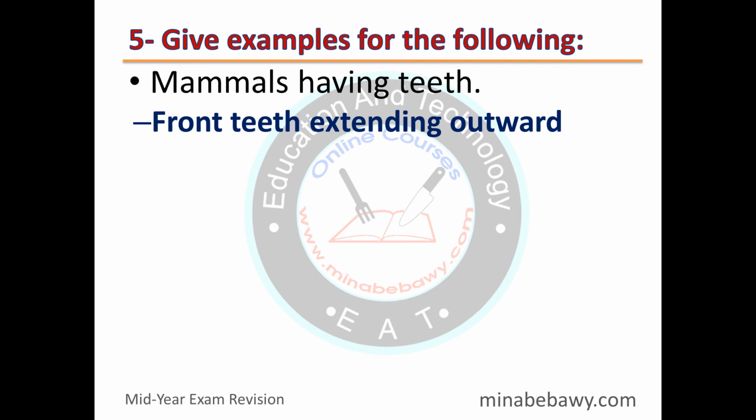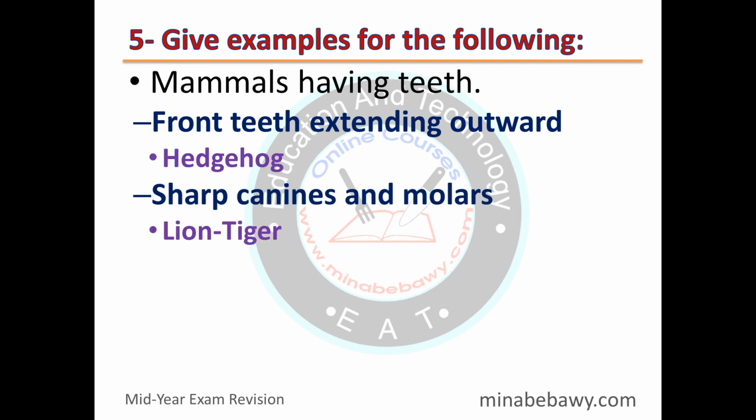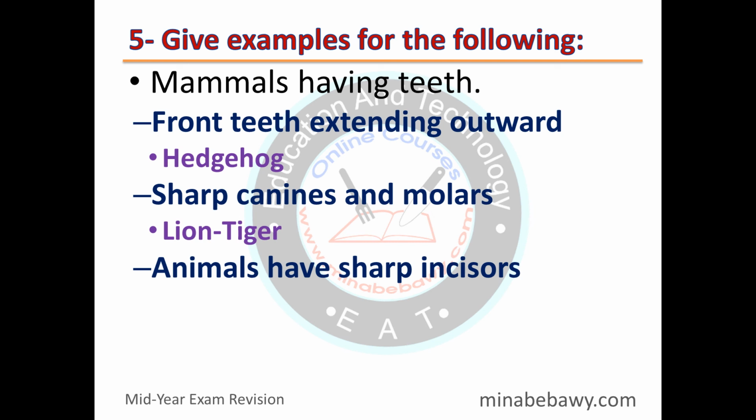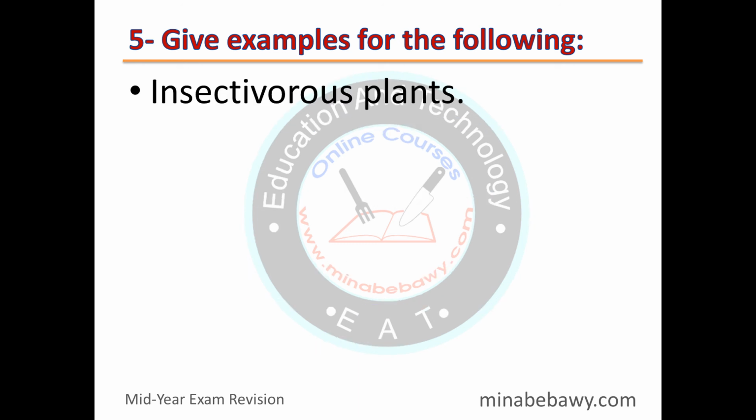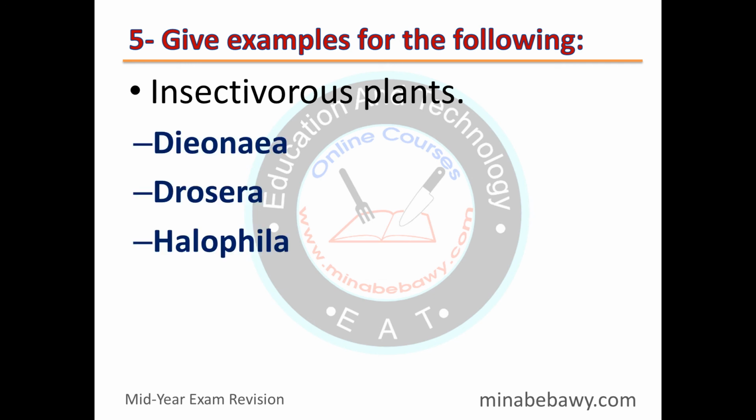Animals having front teeth extending outward, such as hedgehog. Animals having sharp canines and molars, such as lion and tiger. Animals having sharp incisors are divided into rodents such as rat, gerbil, and squirrel, and lagomorphs such as rabbit. Insectivorous plants such as Dionaea, Drosera, Halophila.